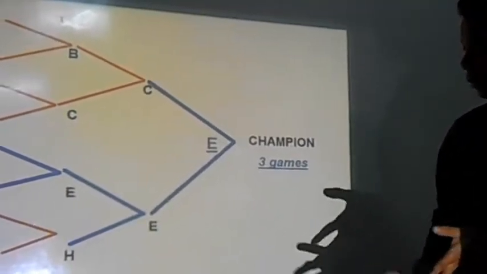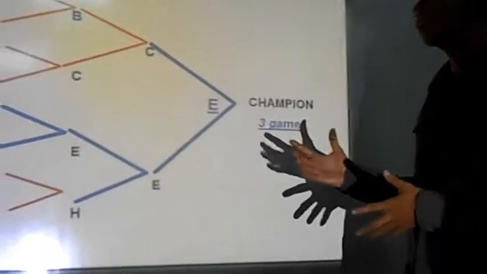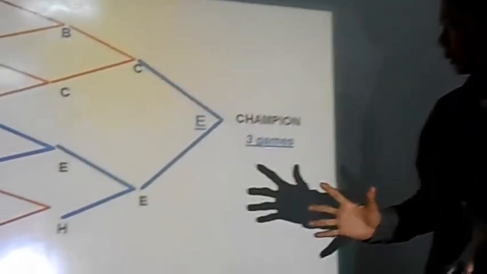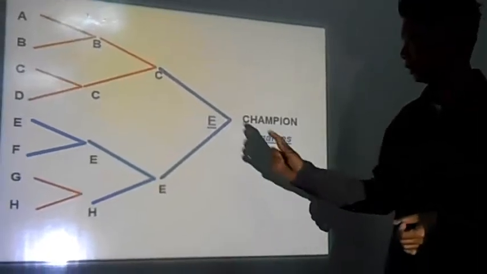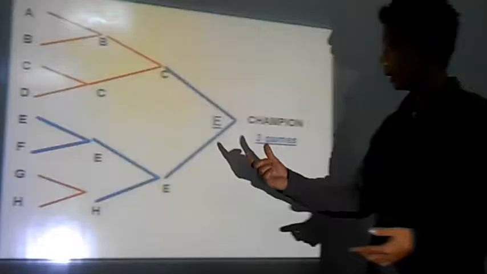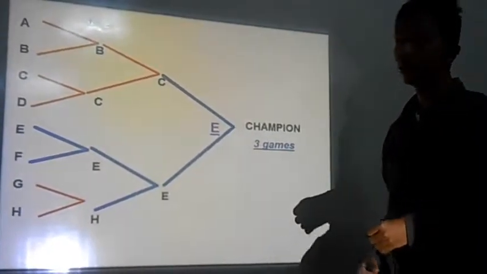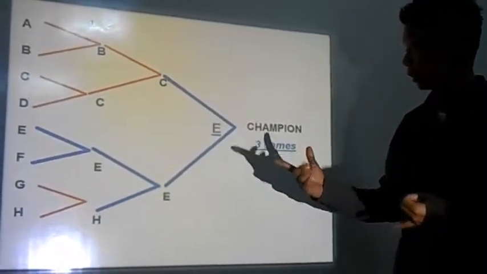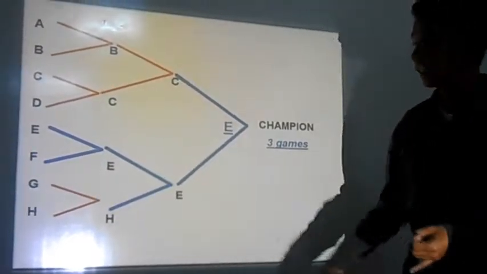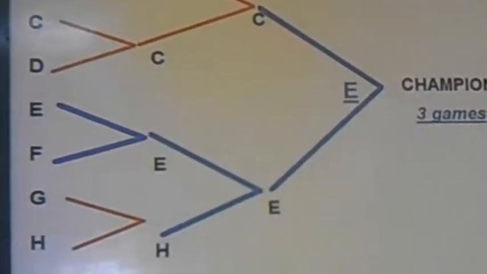So based on the diagram, we can actually find how many games the champion team should play in order to go to the championship. First, let us consider that team E would be the champion, so that we have a visualization of how many games team E should play in order to be the champion. So first, A versus B, C versus D, E versus F, G versus H.